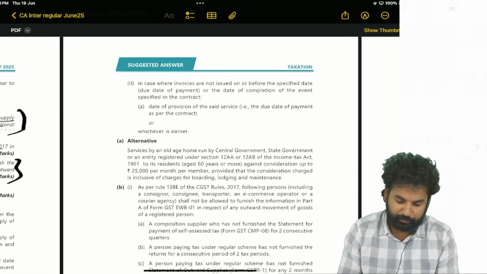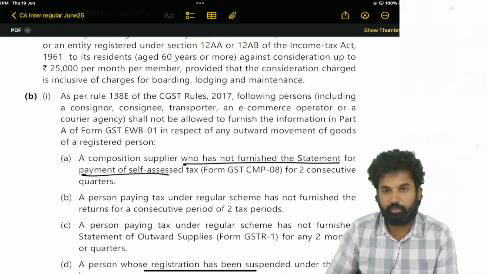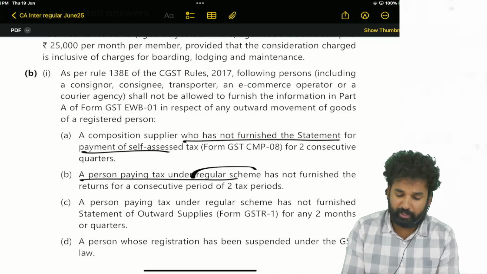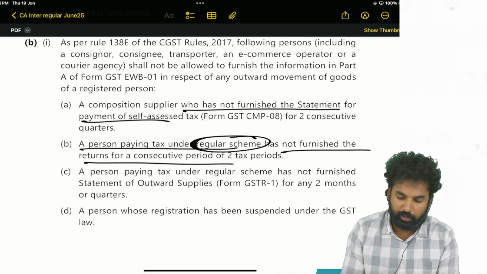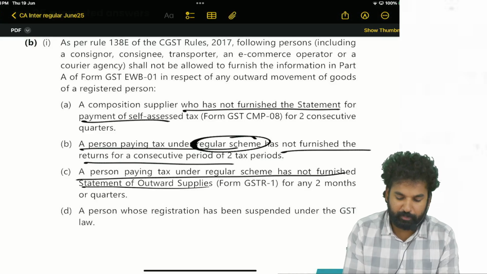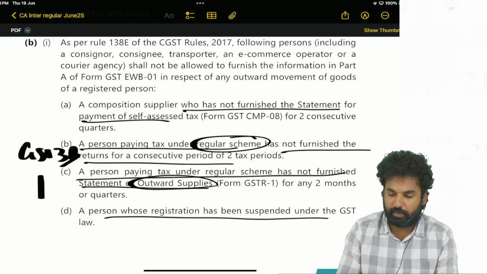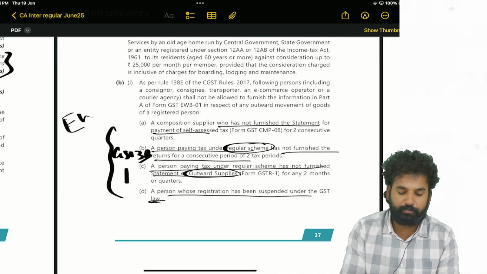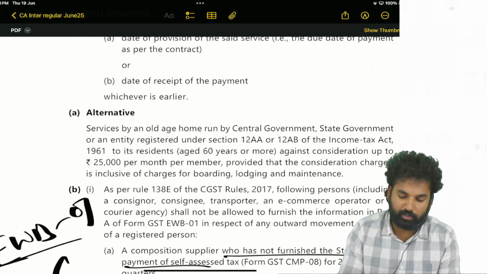Okay. Next, you see here, a composition supplier who has not furnished the statement for the payment of self-assessed tax. A person paying tax under regular scheme who has not furnished returns for the consecutive 2 tax periods. Has not furnished a statement of outward supplies. That means this is GSTR 3B. This is GSTR 1. A person whose registration has been suspended under GST law. These are the persons who cannot generate e-way bill 1. Got it? Right. Next, services of old age home.